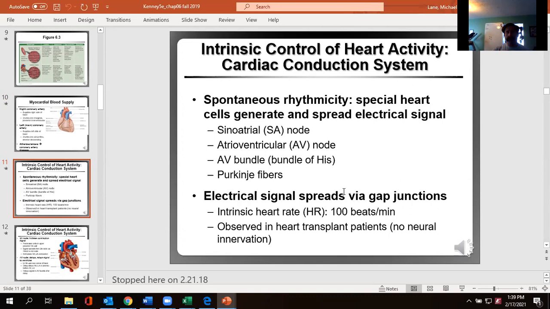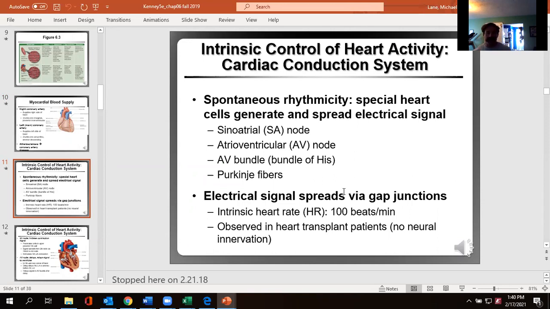Now, we've got the SA node, which is typically the part that controls the entire signaling cascade for the rest of the heart. It has its own pacemaker potential. The atria have their own pacemaker potential. The AV node has its own pacemaker potential, as does the bundle and the Purkinje fibers. So if one fails, we simply drop to the next one, and that's going to give us a slower resting heart rate each time until finally we're left with the ventricular fibers, and that'll be super slow. And if you're to that point, things are going bad.